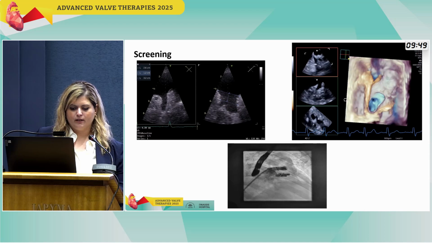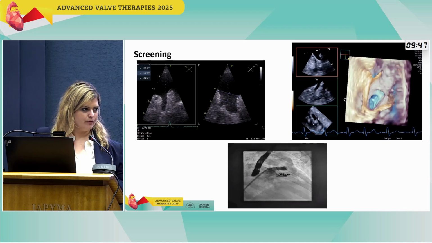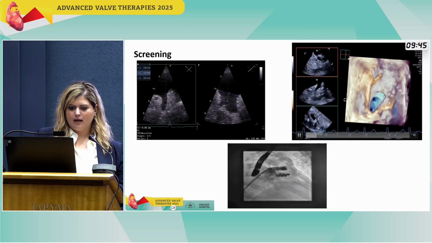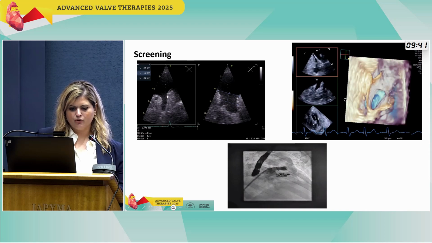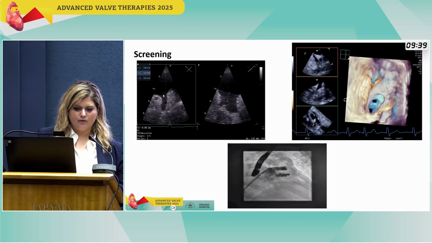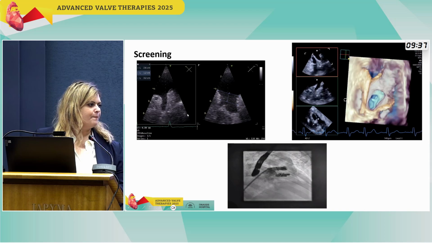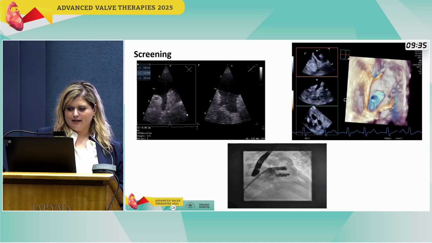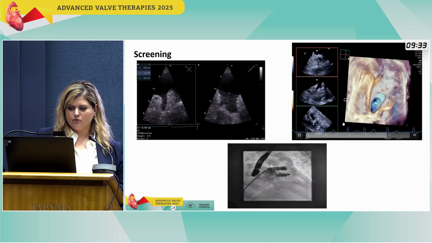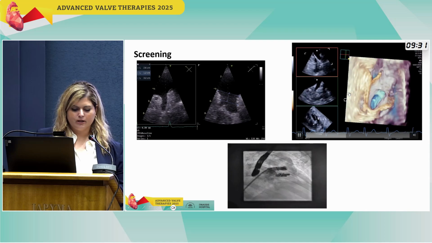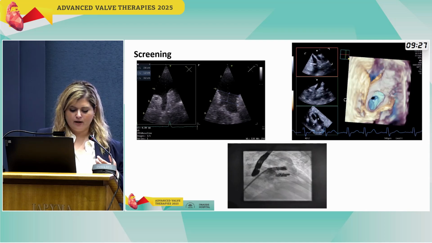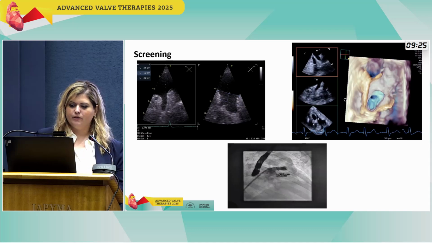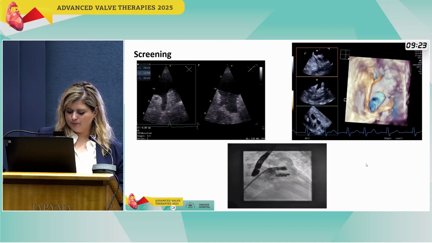In the TOE, we also do our first measurements. A very important measurement is the area of the LAA ostium and also the length of the LAA in order to choose the right device. That could also be done in the 3D reconstruction, where we can also measure the area of the LAA ostium.